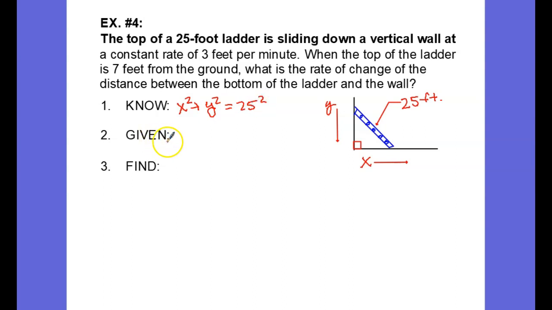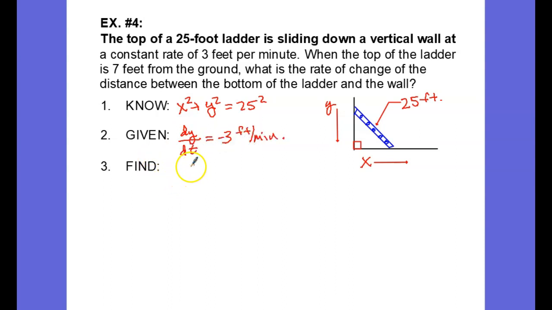Now let's see what we're given. We're told that the top of the ladder is sliding down a vertical wall at a constant rate of 3 feet per minute. So if the top of the ladder is moving down at 3 feet per minute, that's going to be a change in y as a function of time. So let's express this rate as dy/dt equals -3 feet per minute.